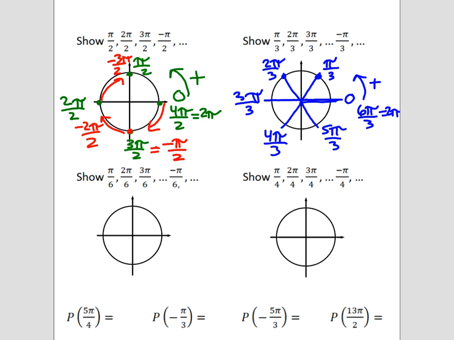Now if you want to go in the negative, then here you're going to be at minus pi over 3. Here you're going to be at minus 2 pi over 3, and so on, going that way.